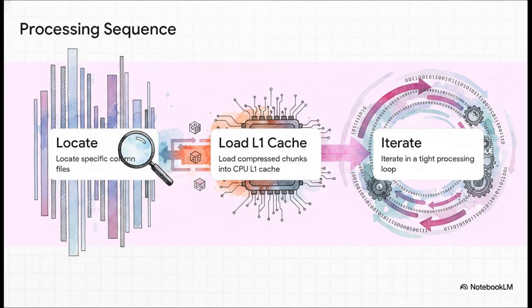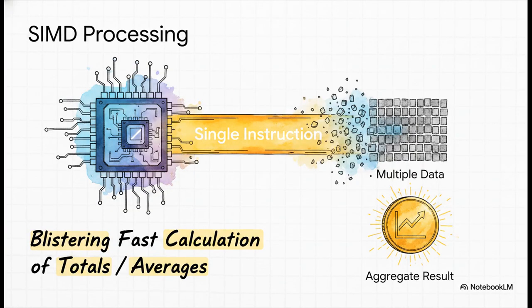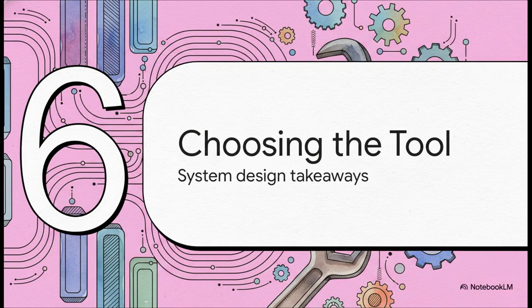Third, the CPU iterates through this data in a super tight processing loop. This whole technique is known as vectorized processing. By avoiding complex function calls for every single record and instead leveraging SIMD instructions, that stands for Single Instruction Multiple Data, the CPU operates on these compressed chunks directly. It calculates totals, averages, and counts at absolutely blistering speeds, all because the data layout is perfectly aligned with the physical hardware. Finally, Section 6.